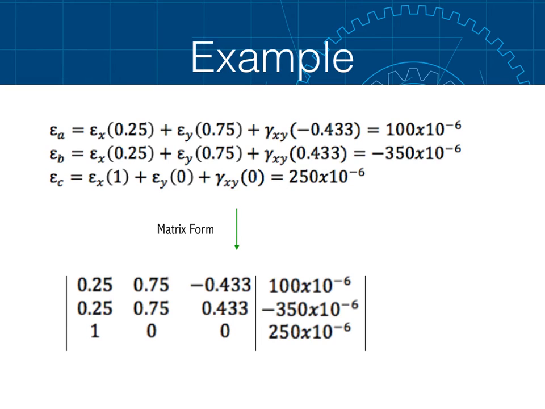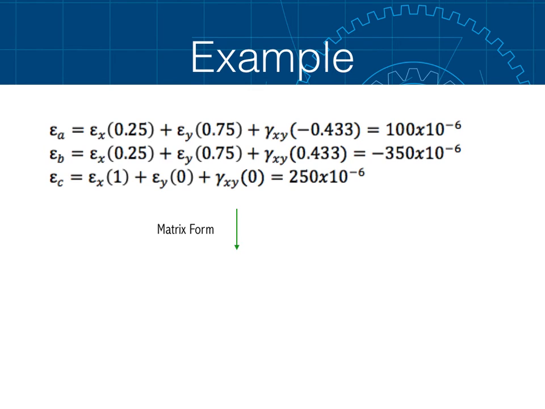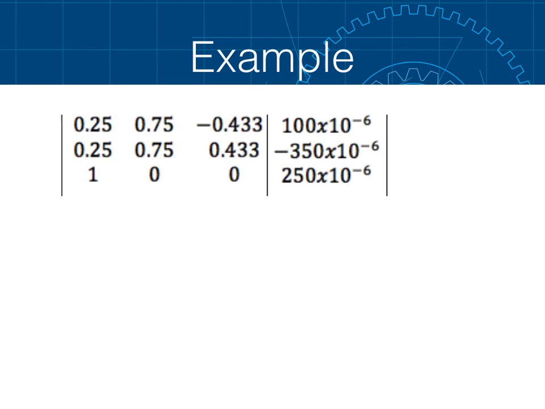As we see, 0.25 is in the upper left hand corner, 0.75 is in the middle, and negative 0.433 is in that right corner. Okay, now that they're in matrix form, we can now solve this matrix in a calculator.